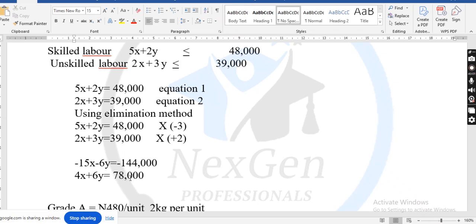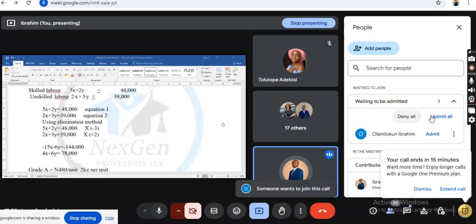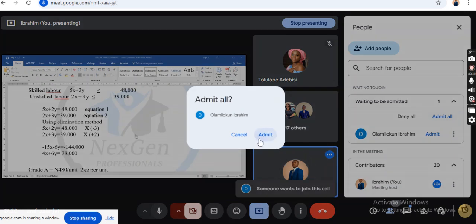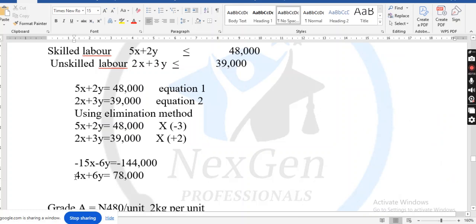78,000. Right? You just give the correct figure. If you know that this figure is wrong, just say, okay, this is not correct. So this is the correct figure so that we can move from there. Right? So now, if this is established, we can eliminate this.